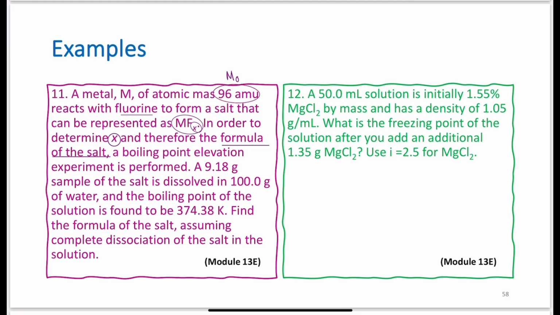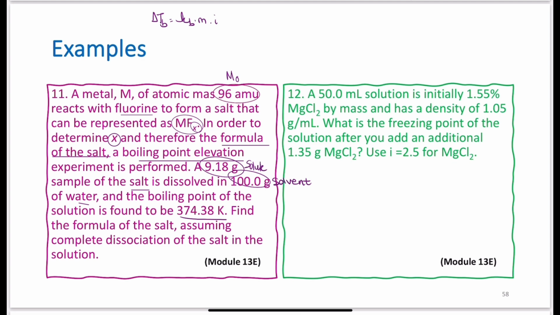A boiling point elevation experiment is performed. So I know I'm doing boiling point, so I know I've got delta Tb equals Kb times m times i. A 9.18 gram sample of the salt is dissolved in 100 grams of water. So it's aqueous. My salt is my solute, my water is my solvent, and the boiling point of the solution is found to be 374.38 Kelvin. I'll talk about that in just a sec. Find the formula of the salt.